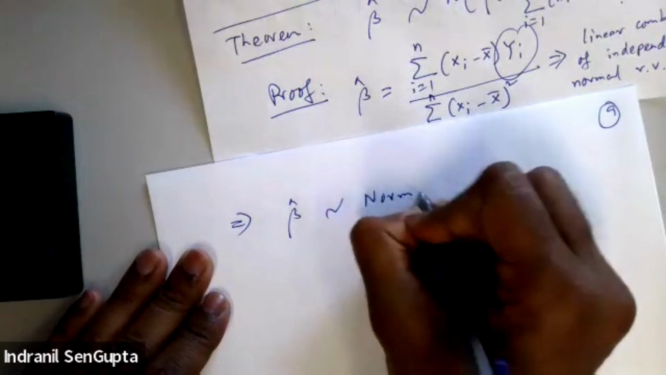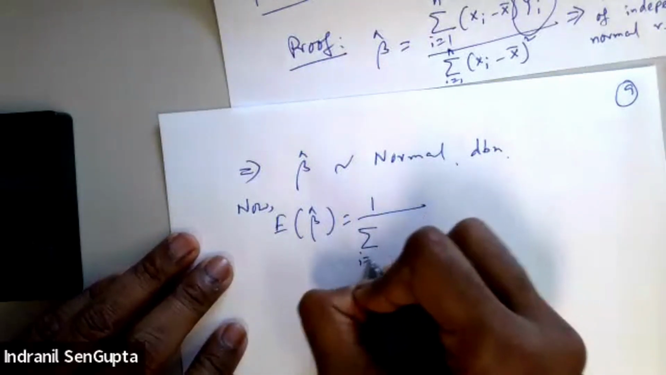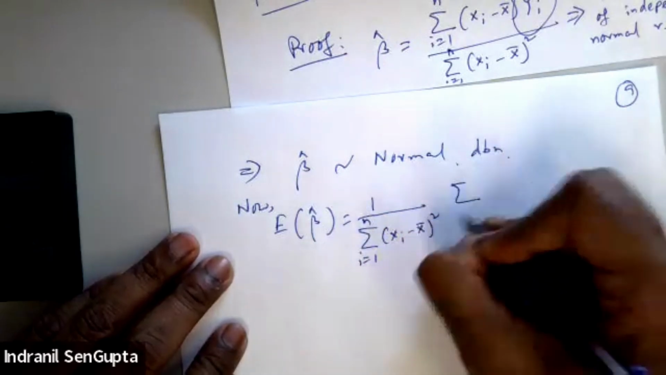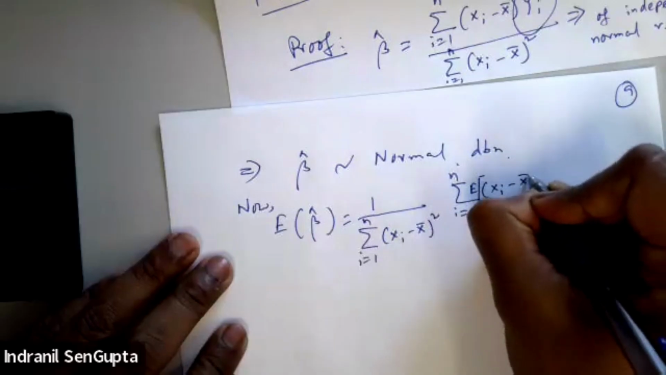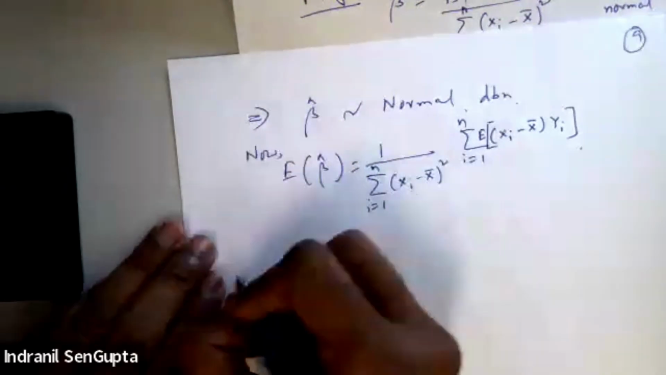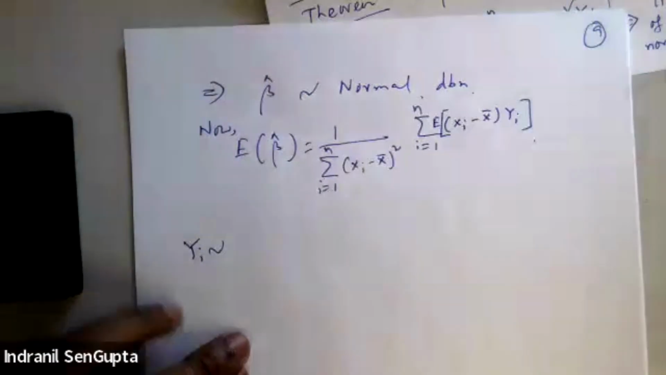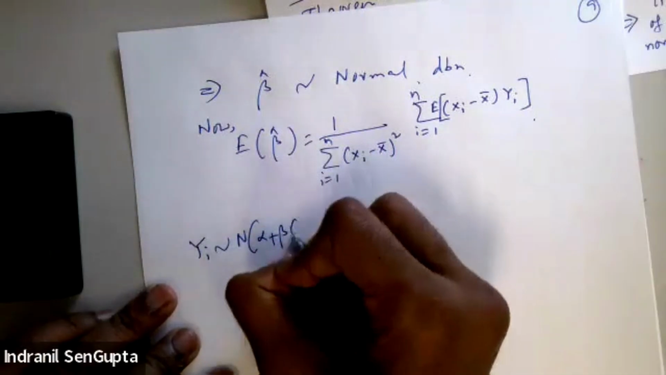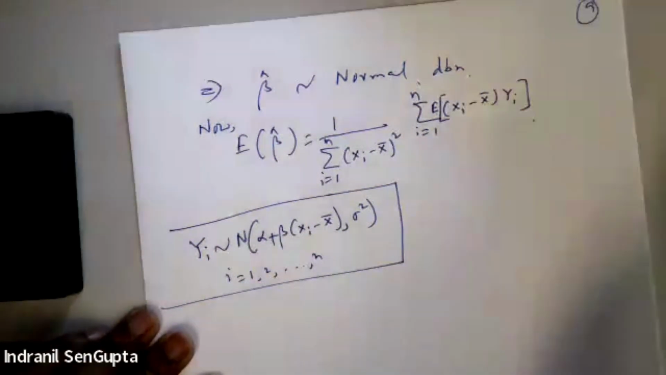So the first thing is that beta hat follows some normal distribution. The question is, what's the expected value? Now, the expected value of beta hat is essentially 1 over the summation from i equals 1 to n of xi minus x bar squared, times the summation from i equals 1 to n of E of xi minus x bar times yi. Now, yi's we have seen. The yi's follow a normal distribution with mean alpha plus beta times xi minus x bar, and variance sigma squared, right? So that's something known.